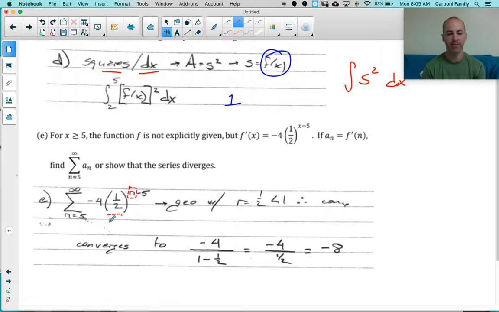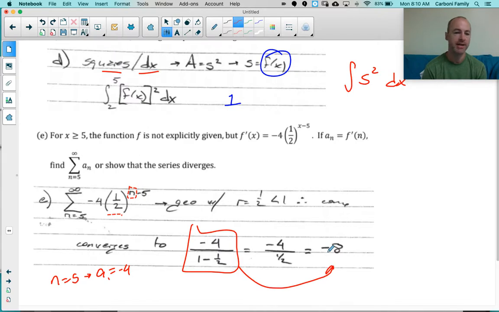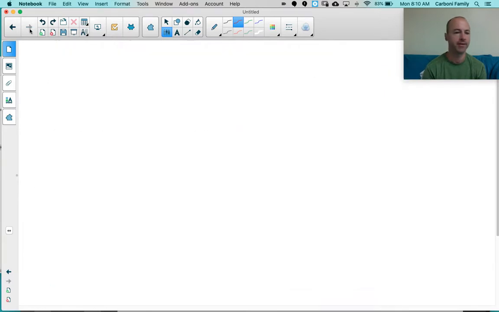So I have to find my first term. If you plug in n equals 5, your first term ends up being -4 times 1/2 to the 0, which is -4. So that went on top over 1 minus 1/2. You could have stopped right here, which I would encourage you to, but it does clean up to just -8. And that is the end of this problem, I think. Yes, it is.